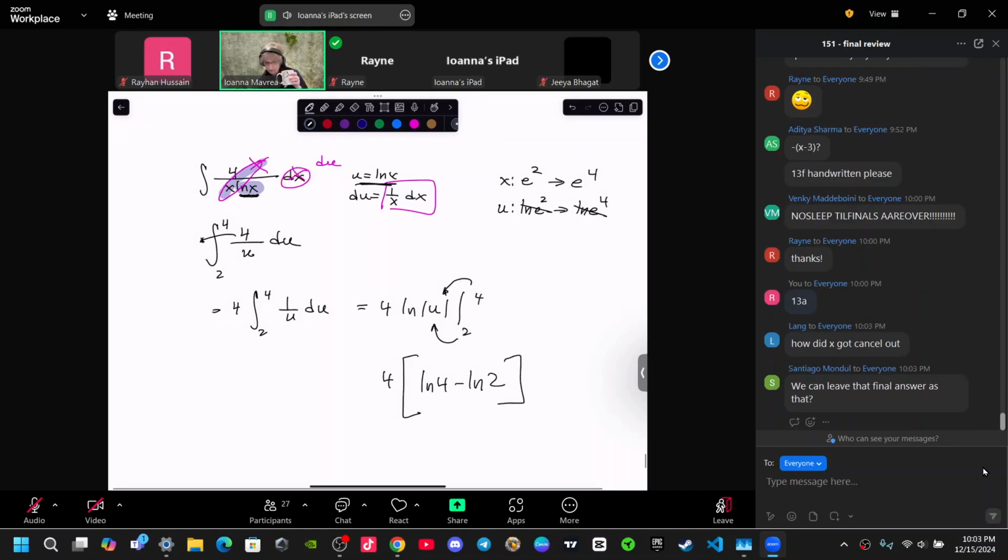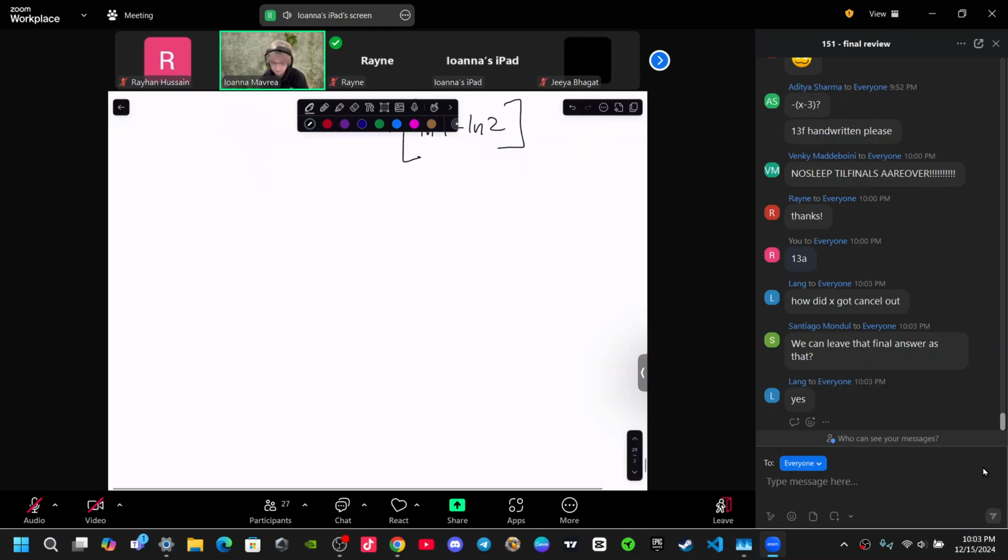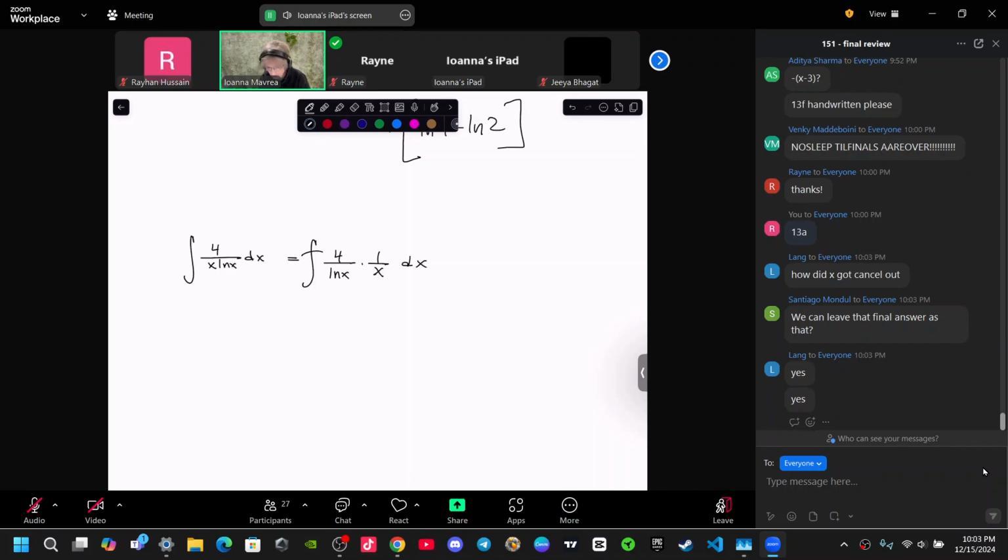What do you mean X? You mean in here? Okay, so this integral can be written as 4 over natural log of x times 1 over x dx. Yes, I can do that. And I can also take the 4 out while I'm at it, since really, if there's a constant, just get it out of the way.